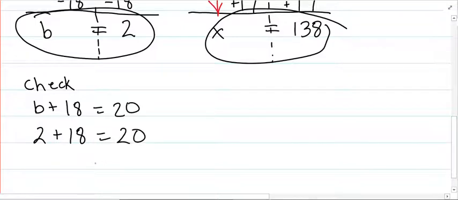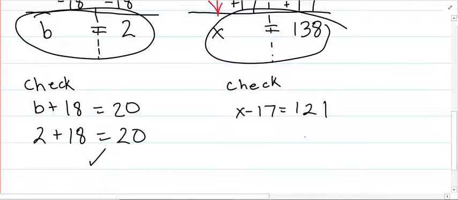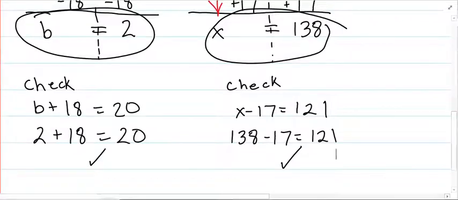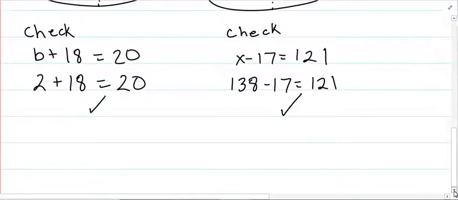Does 2 plus 18 equal 20? Yes, 2 plus 18 equals 20. My answer checks out. B equals 2 is correct. And I can do the same thing with this other problem. Our original problem was x minus 17 equals 121. And we said x is 138, so 138 minus 17 should equal 121. When I work it out, 138 minus 17 is 121. My answer checks out. Yes, 138 is the correct answer. Part of you working out this problem is also for you to check your answer.